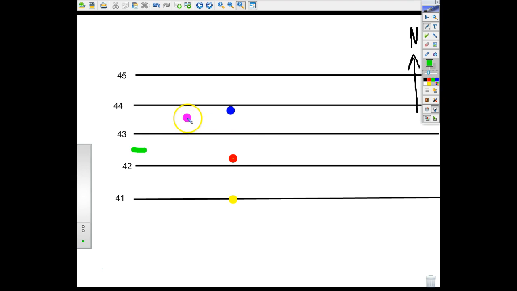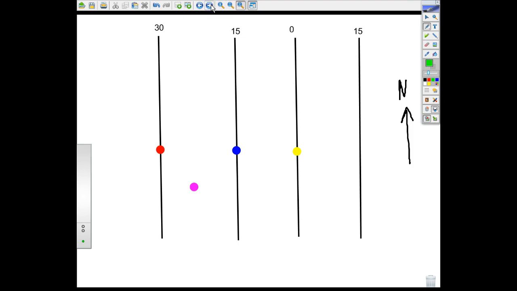And then the pinkish dot, and then you have the blue dot. So the blue dot's going to be closer to 44 degrees. The pink dot, again, here is about 43 degrees 30 minutes. So you can see that this could be 43 degrees 35 minutes. This could be 43 degrees 50 minutes, somewhere around there.